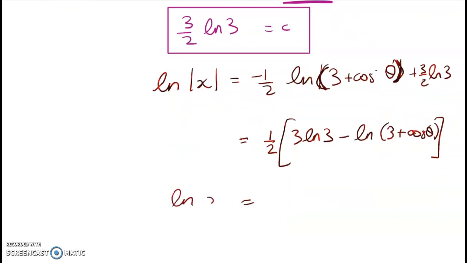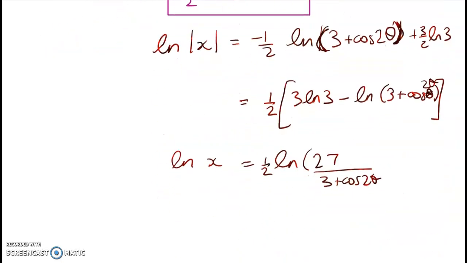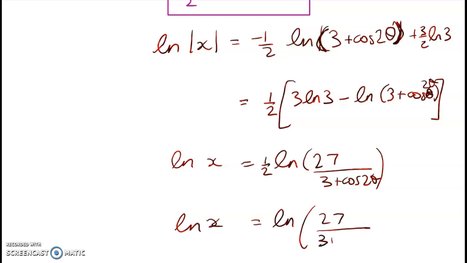So the log of x is equal to the log of, what am I doing? We'll leave the half here. The log of 27 over 3 plus cos of 2 theta. I'm sure I've lost a 2 in there. Yep, sorry guys. Yeah, there it is, it's come back. And that gives me the log of x, going very slowly, is equal to all of this to the power of 1/2.